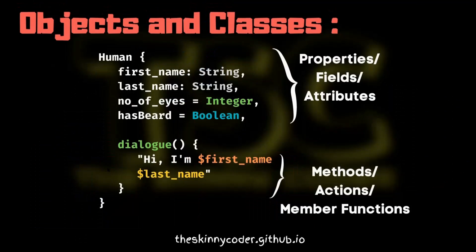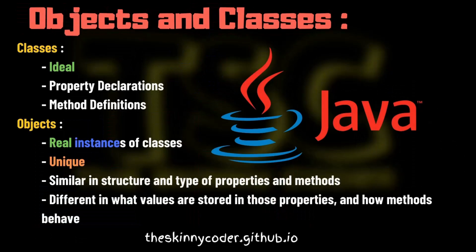Though using the same Human class, if I create two objects with the same first name and last name, with the same number of eyes, and with the same value of has beard, then you get the same methods. Everything is the same, but yet those two objects will be different because of their memory allocations, or where they are stored. Okay, even identical twins are not the same, right? You can't consider them both as the same person. They are different. That is why objects are always unique. No two objects in this world are similar or identical.